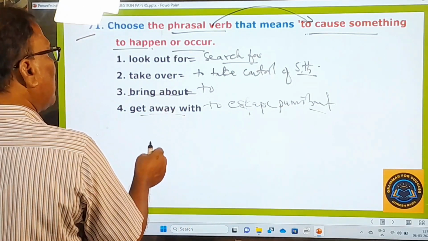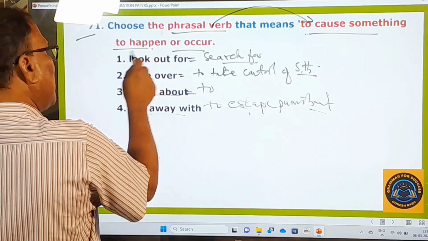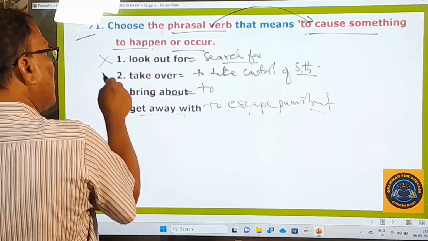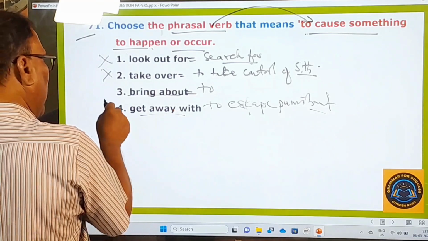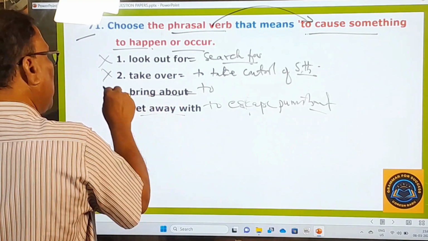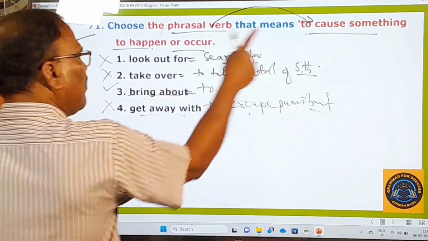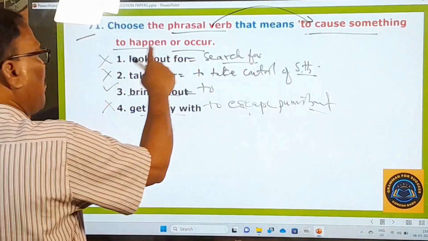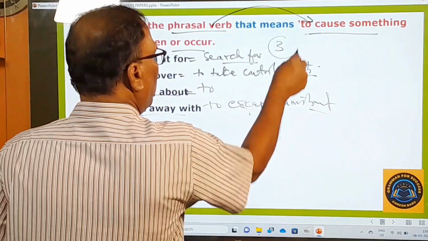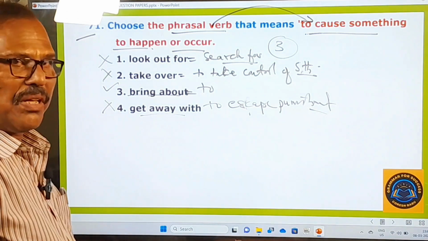So these are there. Look out for is not the right one. Take over is not the right one. Get away with is not the right one. Only bring about is the right one that conveys this meaning, to cause something to happen or occur. So your answer is going to be the third one. And now let's move on to the next question.